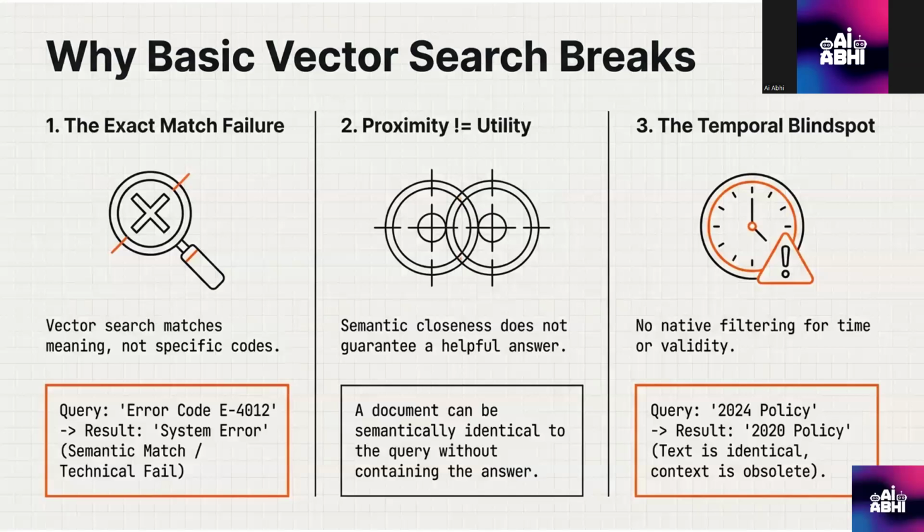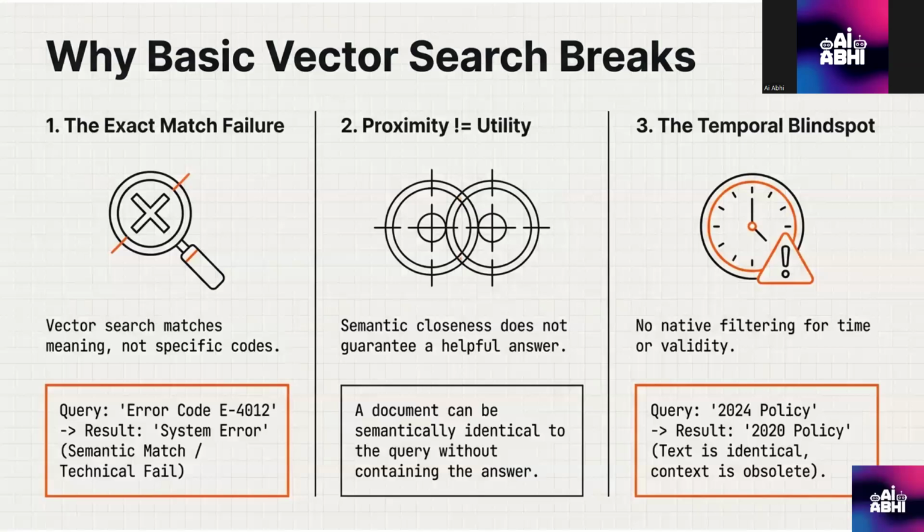The third problem is there's no filtering. If your question is about the 2024 policy, but your database has documents from 2020, 2022, and 2024, the basic vector search doesn't know to filter by date. So it just finds whatever is closest in meaning. So these 3 problems are why we need the advanced techniques we are covering today.